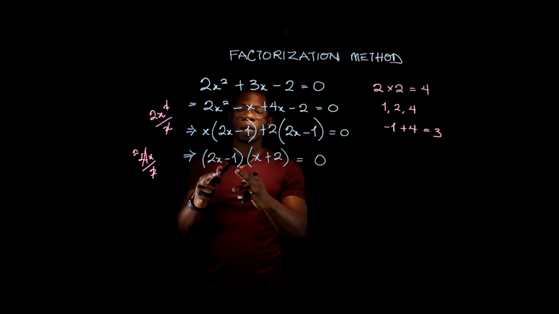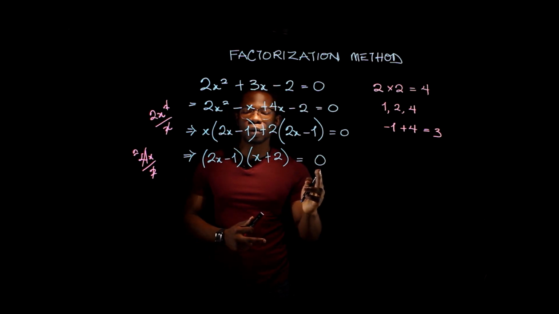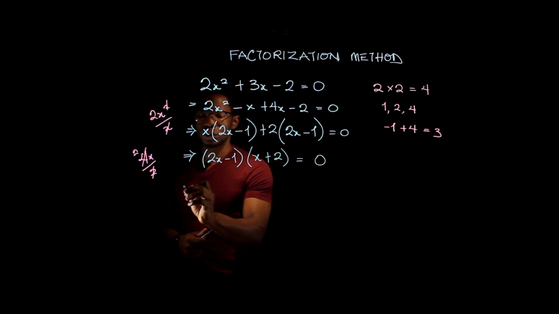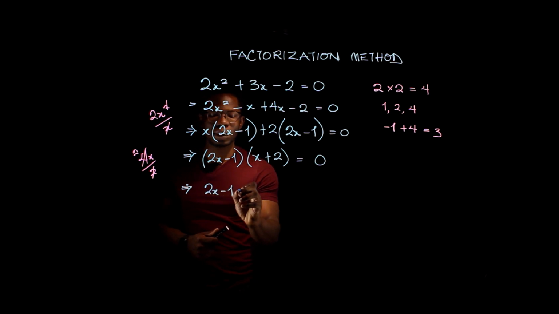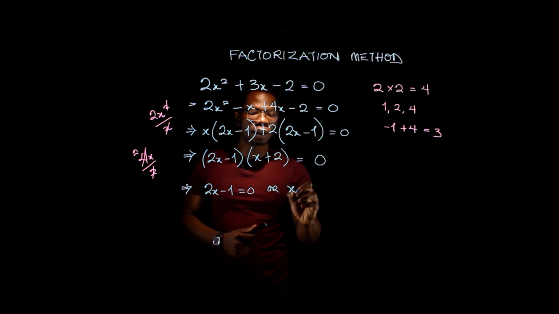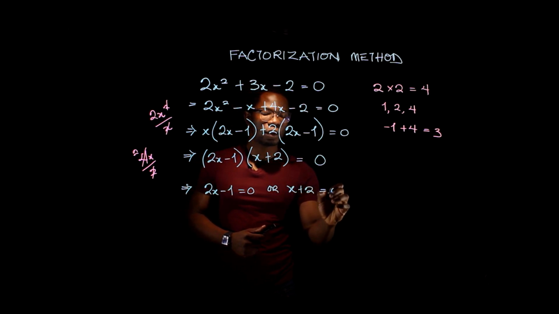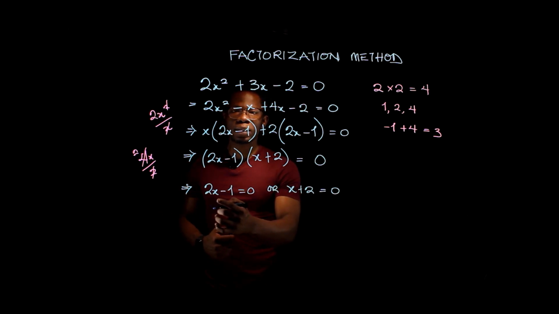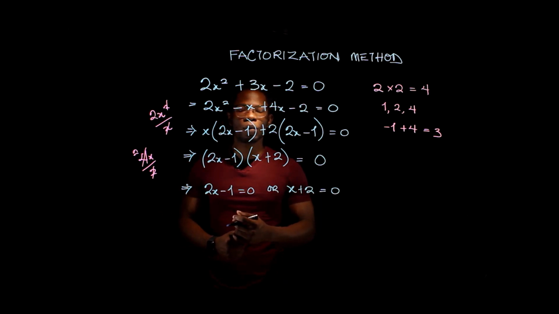Now at this point, we know that anything multiplied by 0 will result in 0. So either of these two terms has to be equal to 0. So either 2x minus 1 is equal to 0, or x plus 2 is equal to 0. So all we have to do now is solve for x, and we have our two solutions to this equation.